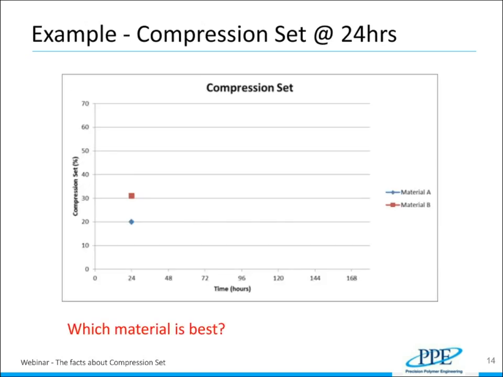So again, let's look at maybe two points we might have gleaned from a data sheet. So here are two materials. We've tested them at 200 degrees C for 24 hours, and we've got two sets of compression set results. Which one of these two materials is best, or would be superior? Well, perhaps you might think the one with the lowest number is the best one, the one to go with.